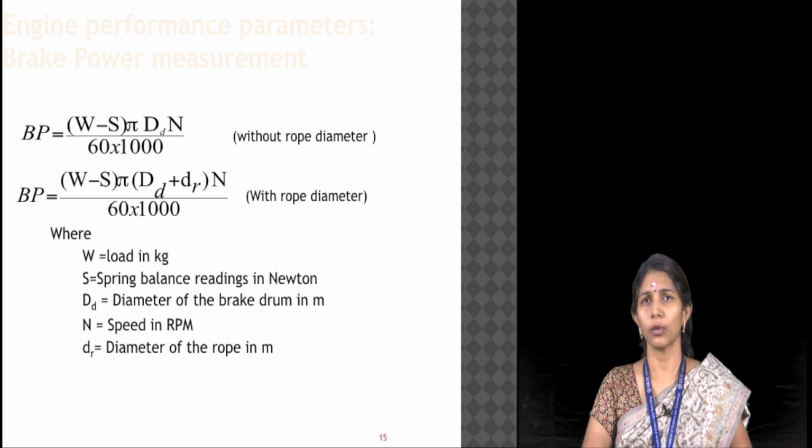In the brake drum dynamometer, the diameter of the drum will be mentioned, that is this parameter D suffix d. If the rope diameter is also given, then that has to be added along with the drum diameter. W is the net load and S is the spring balance reading. So this gives the BP in the case of a brake type dynamometer.